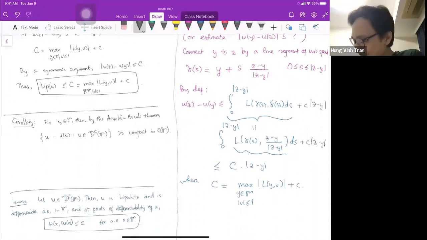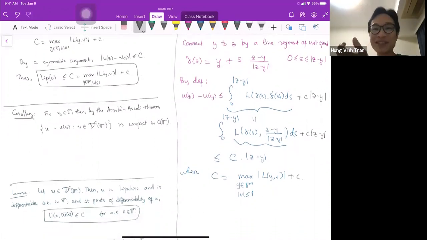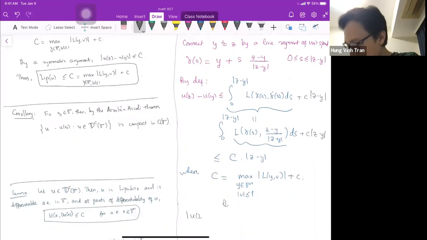I'm sorry about that. And then by a symmetric argument, we are able to end up with the fact that we have |u(z) minus u(y)| is less than or equal to this constant times |z minus y|. Okay, so we are done.